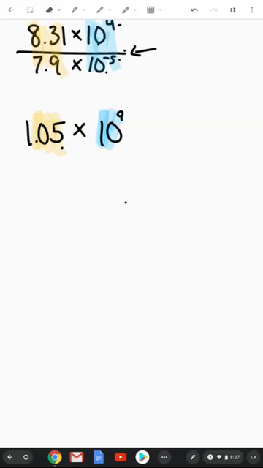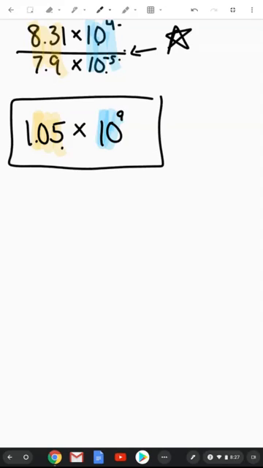So for this particular problem, the final answer to this original thing would be 1.05 times 10 to the 9th power.